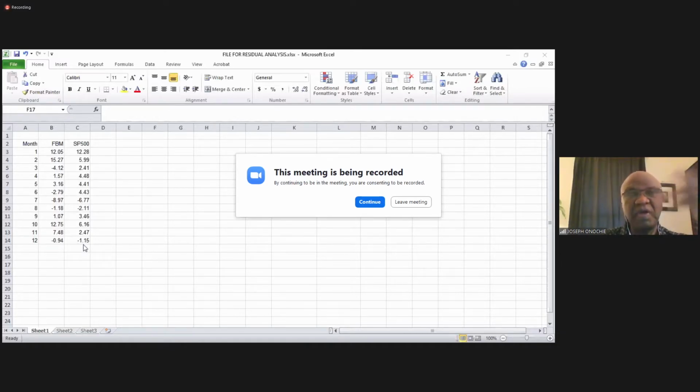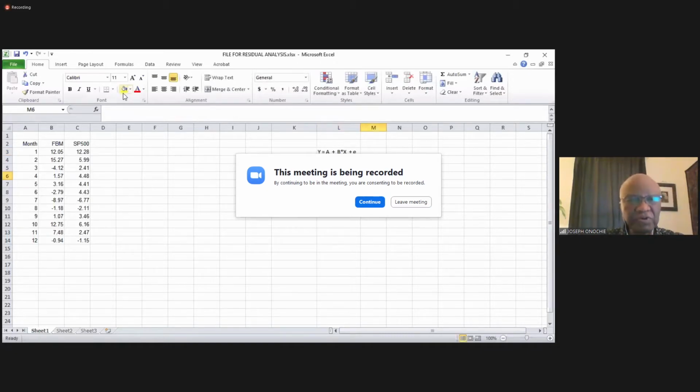I want to run a simple characteristic line equation. I want to run a regression of this stock's return with the S&P 500 as the X variable. In other words, Y equals A plus B times X, where X is the S&P 500 here, plus an error term. Our assumption is that the errors will average out with constant variance, homoscedasticity.